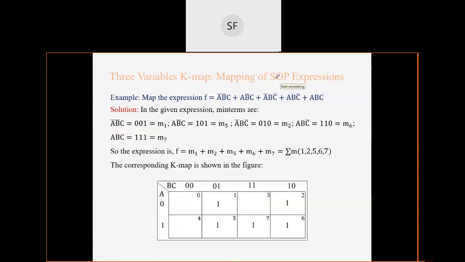Okay, so since SOP is there, you should be able to understand the difference between SOP and POS. Then only you will not get confused. If you are confused, that means you are not able to differentiate between SOP and POS.